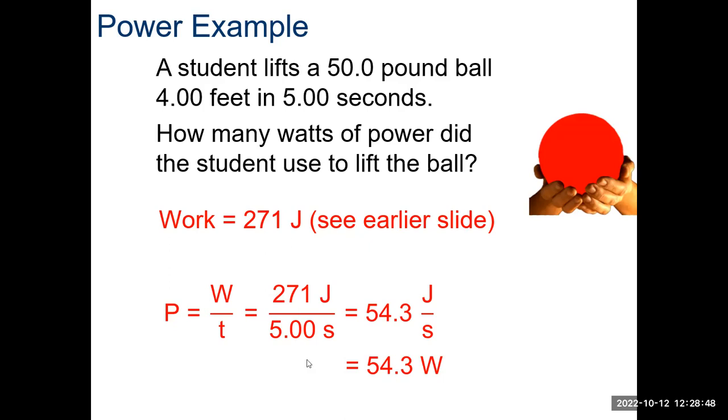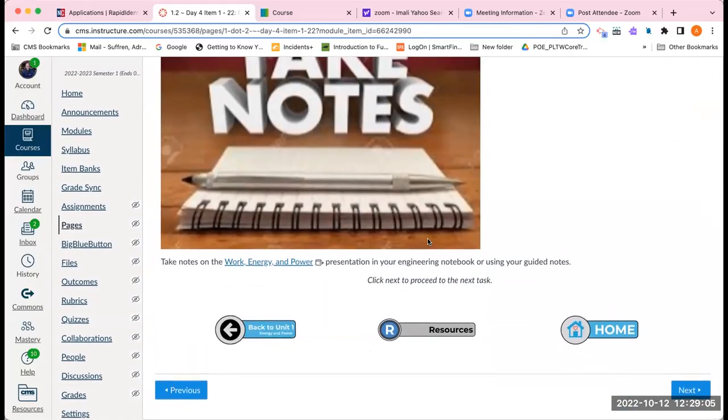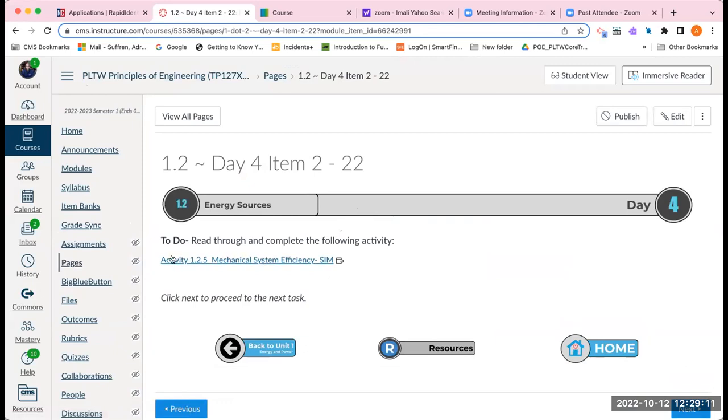Let's talk about your homework assignment that's due Saturday. If you go to Canvas, let me share my screen. If you go to Canvas and click on next, we're at day 4, and this is on your home screen as well.